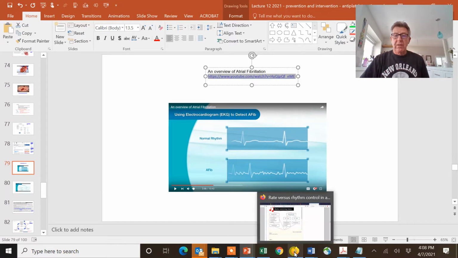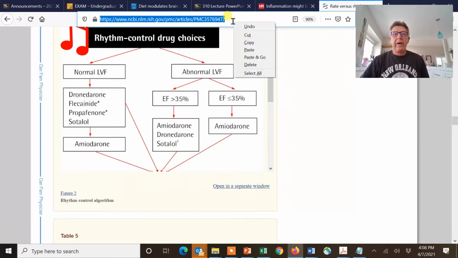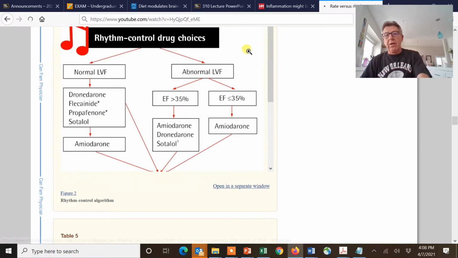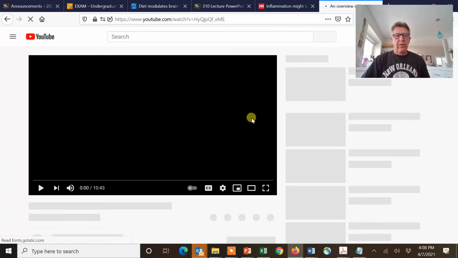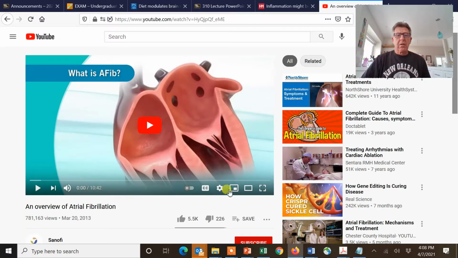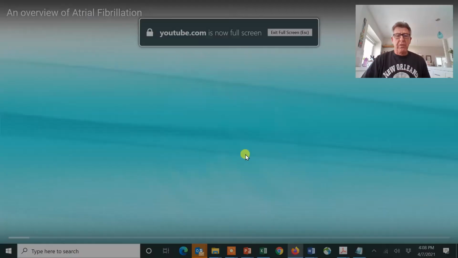All right, so let's continue on here and we'll go right in and check out this readout of atrial fibrillation so you'll know what it looks like. It's long. We're not going to necessarily watch the whole thing.